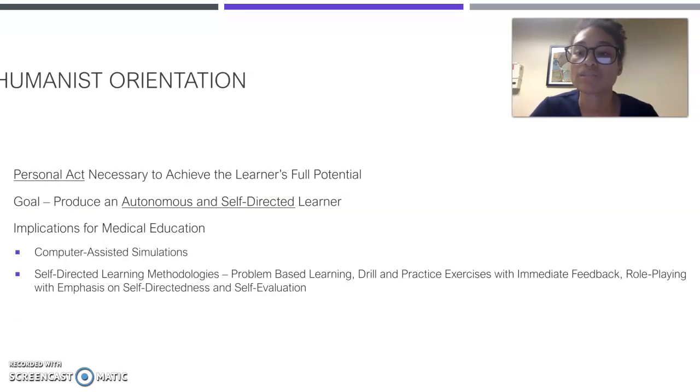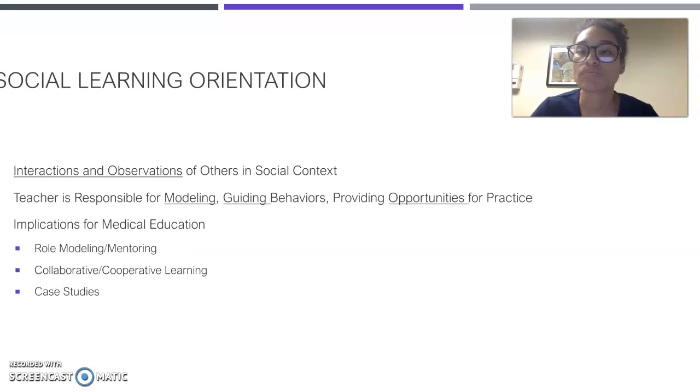The humanist, this is a personal act necessary to achieve the learner's full potential. So the goal here is to produce an autonomous and self-directed learner. And the implications here would be things like computer-assisted simulations and self-directed learning methodologies. So problem-based learning, drill and practice exercises with immediate feedback, role-playing with an emphasis on self-directedness and self-evaluation.